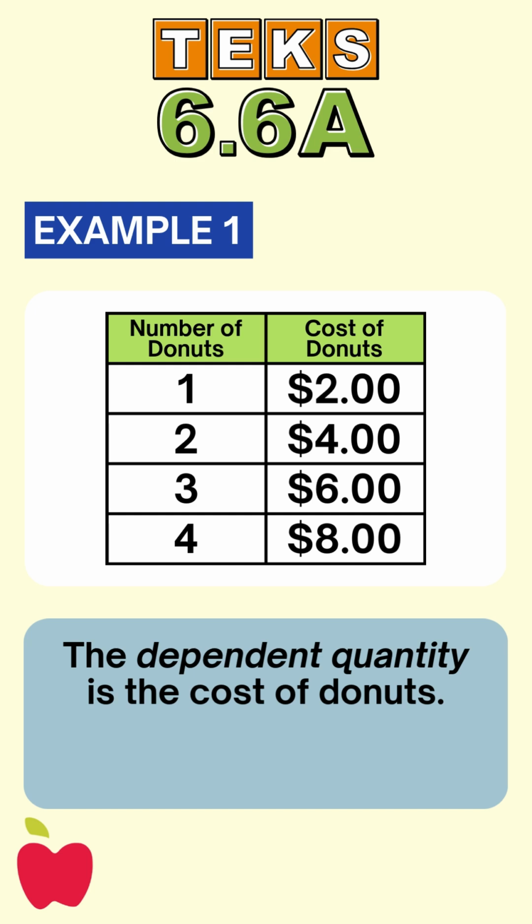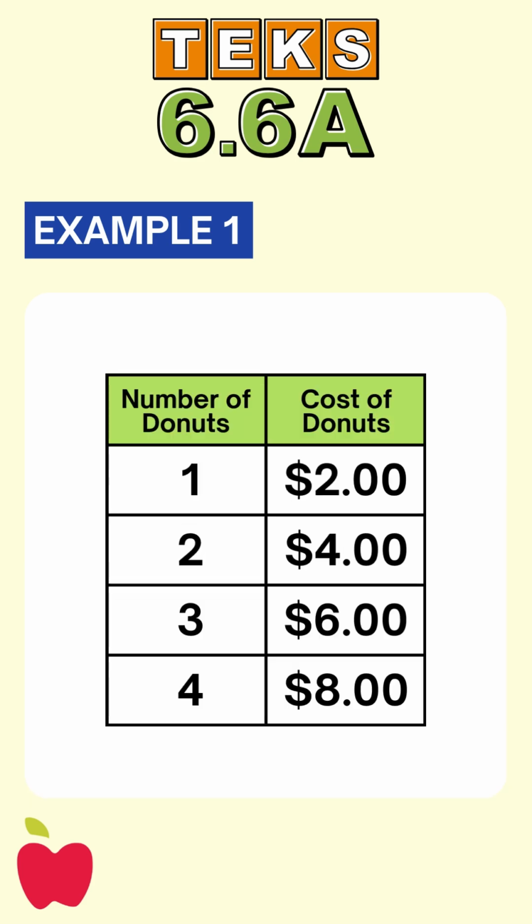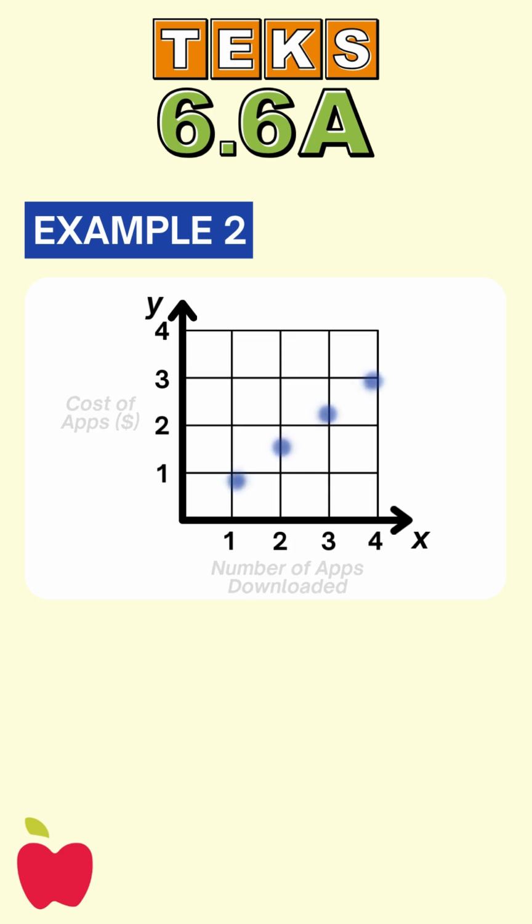For example, if you buy 1 donut, it costs $2. If you buy 2 donuts, it costs $4, and so on. So the cost of donuts, $2, $4, $6, $8, is the dependent quantity. So in this case, the number of donuts is the independent quantity, and the cost of the donuts is the dependent quantity. Let's look at another example, this time using a graph about smartphone apps.